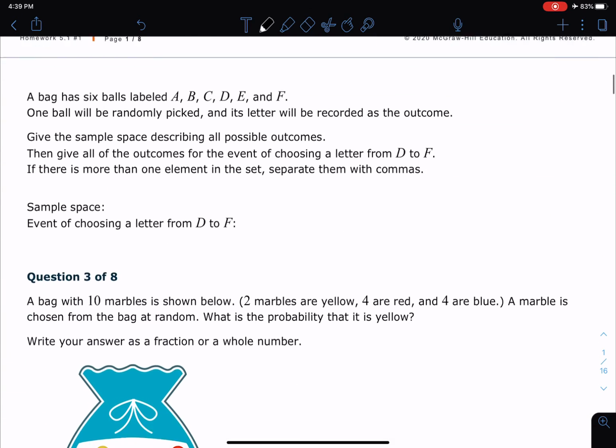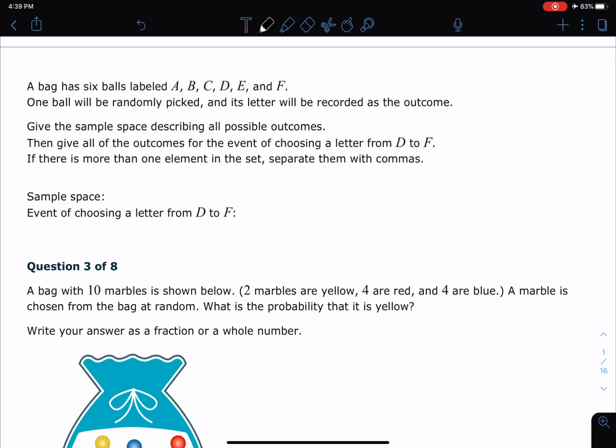All right, let's see. A bag has 6 balls labeled A, B, C, D, E, and F. 1 ball will randomly be picked, and its letter will be recorded as the outcome. Give the sample space describing all possible outcomes. Then give all of the outcomes for the event of choosing a letter from D to F. If there is more than one element in the set, separate them with commas.